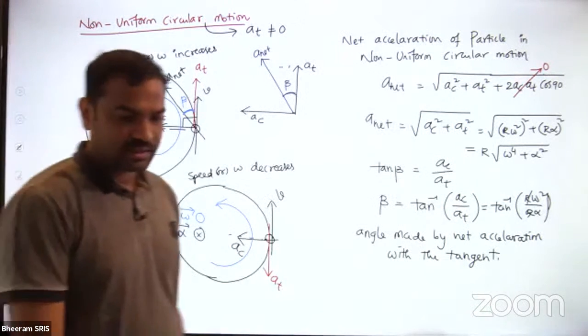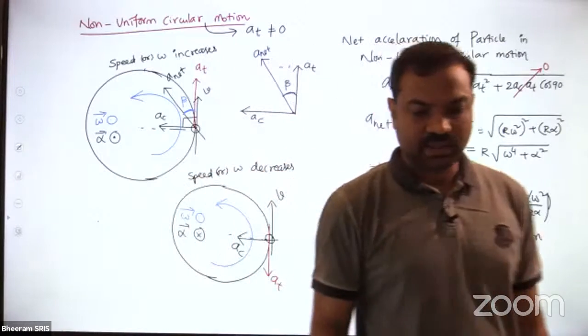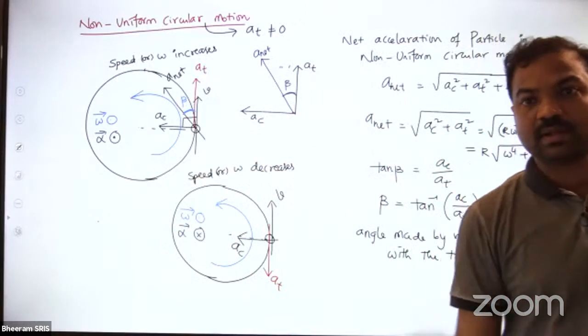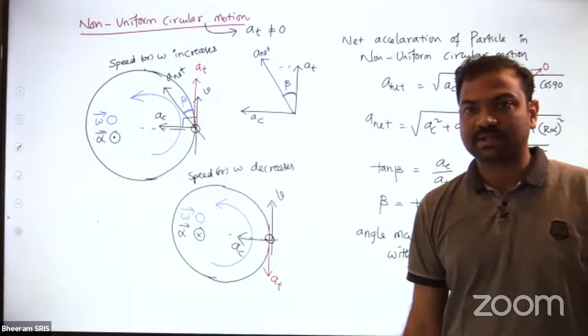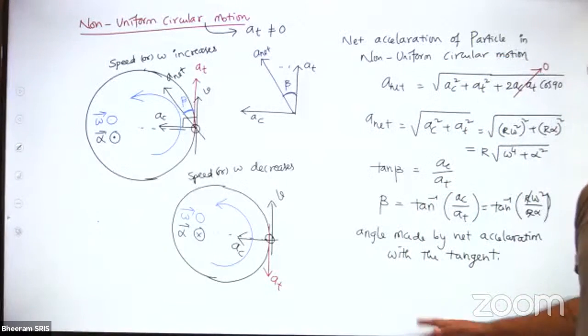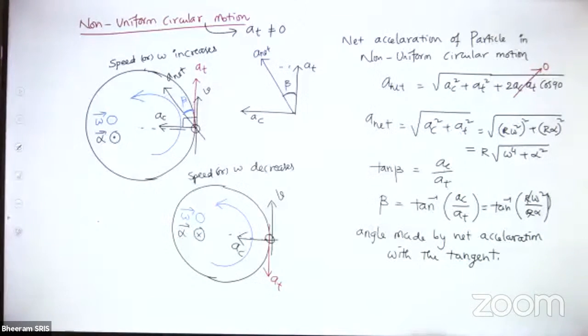Okay, in non-uniform circular motion, the speed of the particle may increase or decrease. It depends on the acceleration or tangential force direction. So that is the thing you need to understand. Write down this. All of you clear? What is a uniform circular motion? What is a non-uniform circular motion?